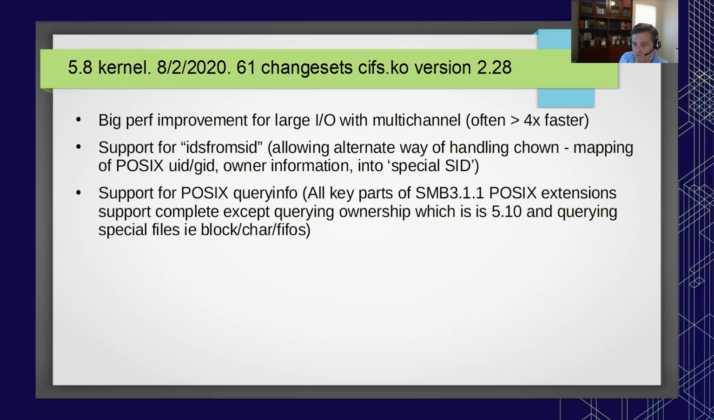And we added support for IDs from SID, which is an alternate way of handling chown. In many cases, the server has no idea who a particular Linux UID is, and being able to embed those better into the owner using IDs from SID can provide much better POSIX semantics because we can more accurately return the owner group and the owner user. And we've also significantly improved the POSIX extensions. These SMB3.1.1 POSIX extensions are still experimental, but they allow better Linux compatibility for some workloads.